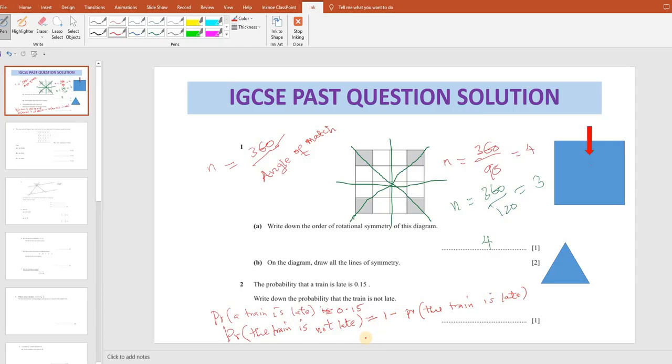It is one of the properties of probability that if the probability that an event takes place is X, the probability that the event will not take place is 1 minus the probability that it has taken place. So this is going to be 1 minus 0.15, and the answer to this one will be 0.85.